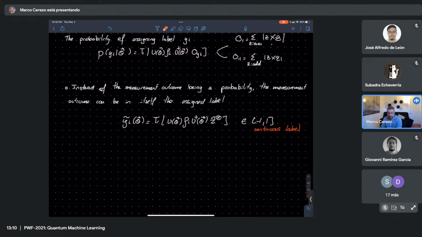But for the purpose of training, it's completely okay for me to have a label that is continuous rather than discrete. So now this is a number that the closer it is to, for instance, -1, that means that the quantum neural network, or the model, is sort of recognizing this data as being closer to the label -1.